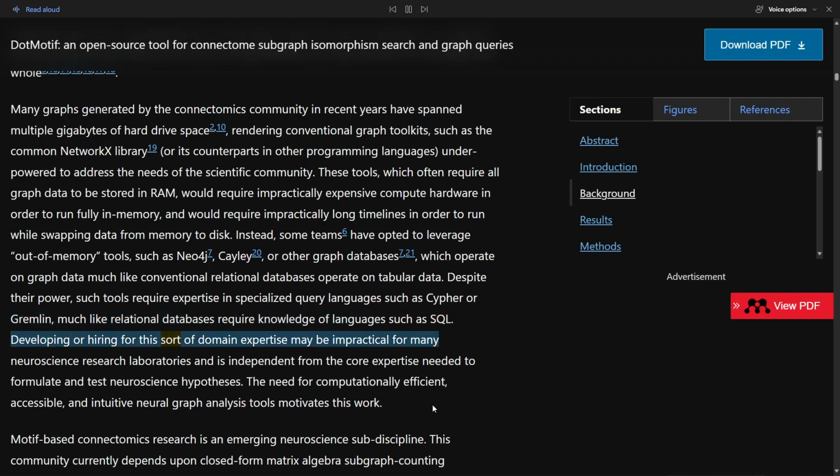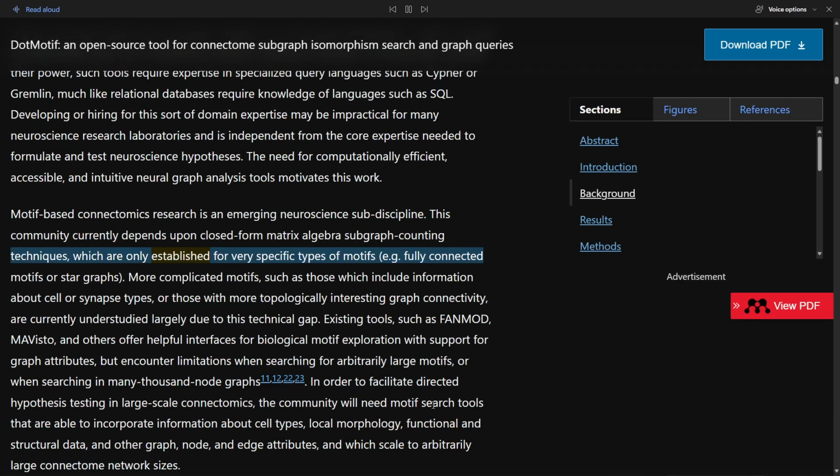Developing or hiring for this sort of domain expertise may be impractical for many neuroscience research laboratories and is independent from the core expertise needed to formulate and test neuroscience hypotheses. The need for computationally efficient, accessible, and intuitive neural graph analysis tools motivates this work. Motif-based connectomics research is an emerging neuroscience subdiscipline. This community currently depends upon closed-form matrix algebra subgraph counting techniques, which are only established for very specific types of motifs, e.g. fully connected motifs or star graphs.